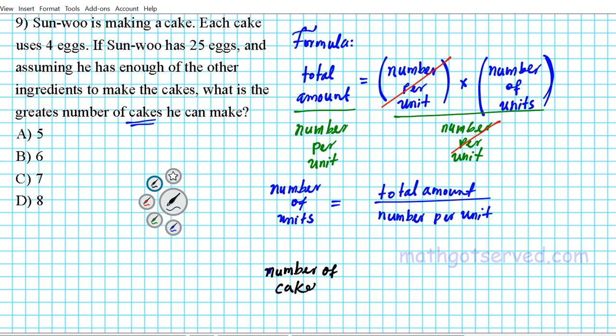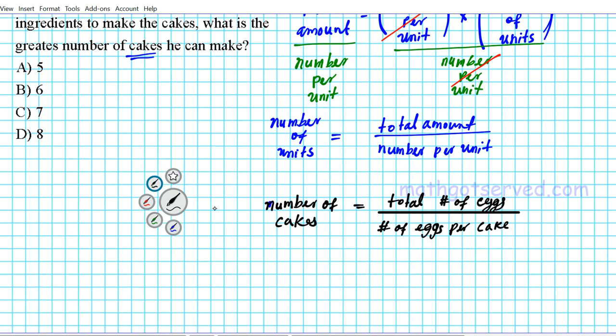The number of cakes that can be made is equal to the total number of eggs divided by what? The number of eggs per cake. Okay, divided by number of eggs per cake. Okay, so let's go ahead and work it out.